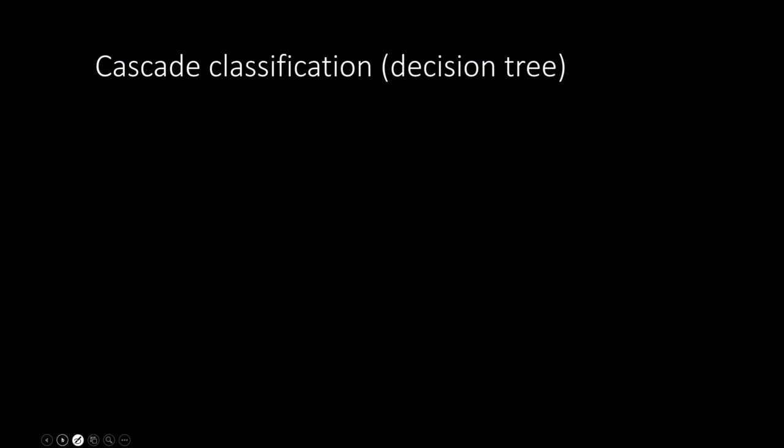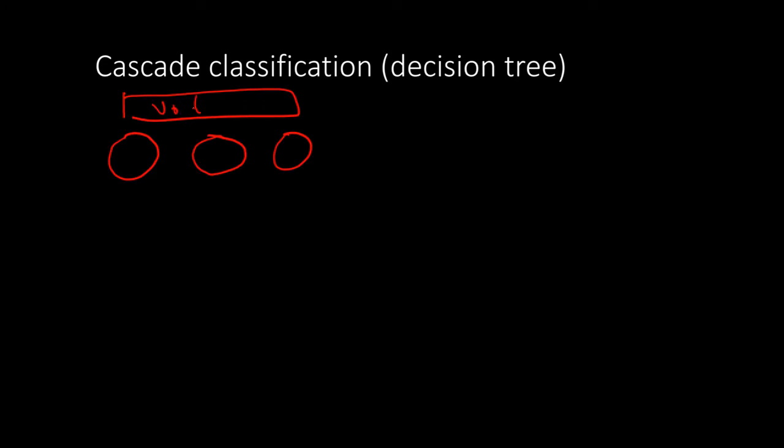Now let's look at cascade of classifiers. Until now, in an ensemble, we have one classifier, another classifier, and another classifier, and we do a voting over them. Okay, so this is an ensemble.